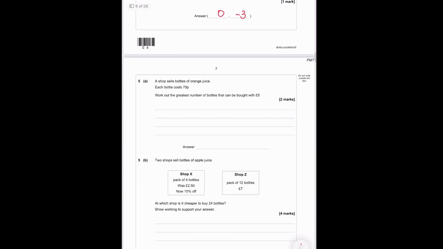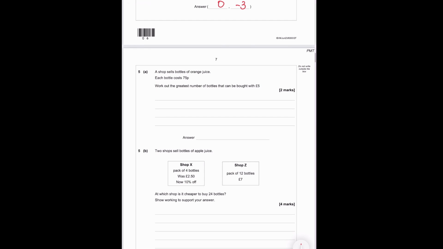A shop sells bottles of orange juice. Each bottle costs 75 pence. Work out the greatest number of bottles that can be bought with £5. So £5 is 500 pence. And if we divide that by 75, we get 6.6. So that would be 6 bottles.